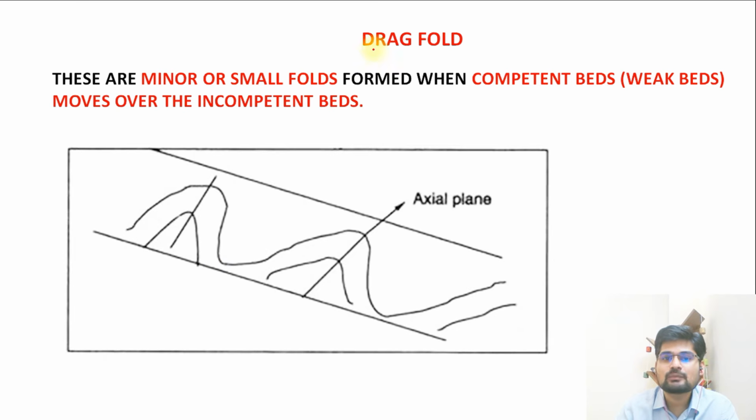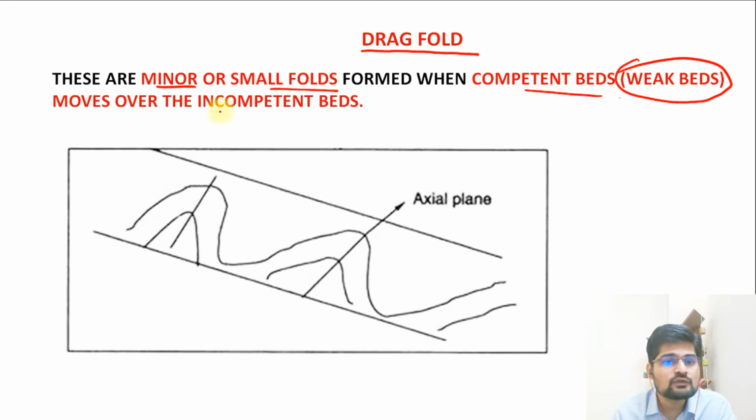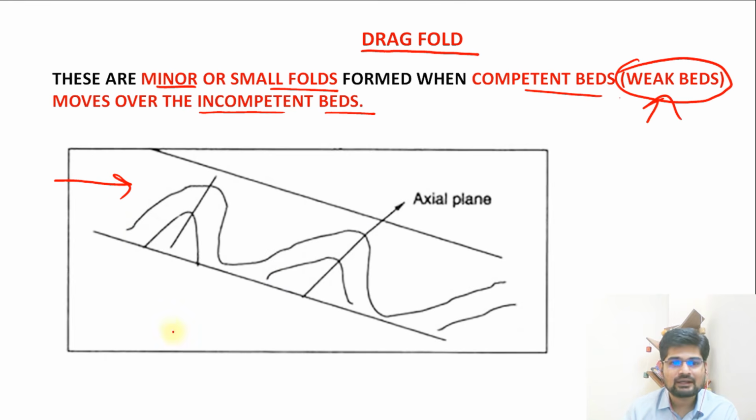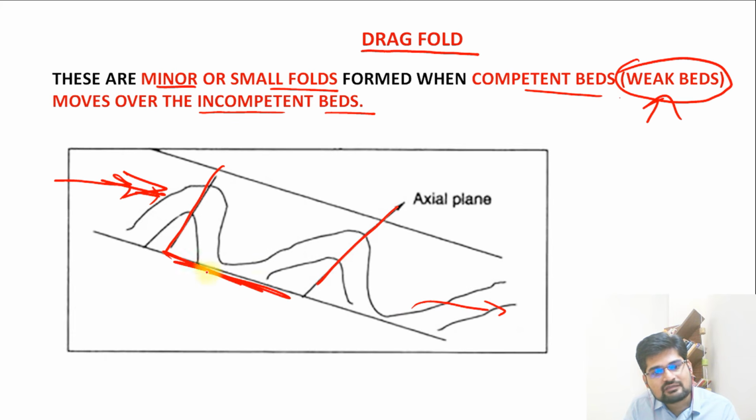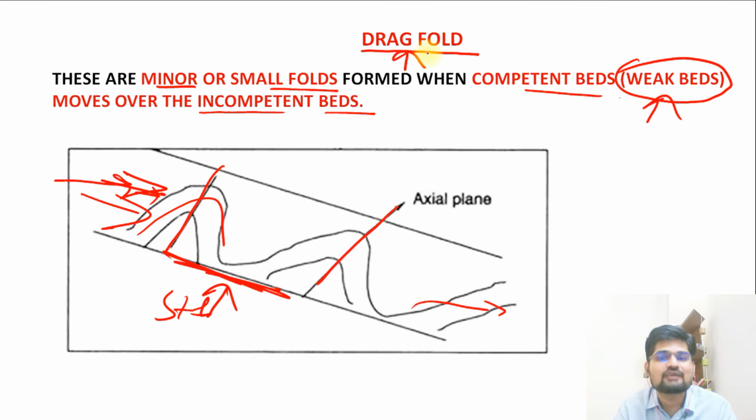The next one is what we know by the name of drag fold. Remember, the word itself is drag. These are minor or smaller folds. The scale is very minor, formed when competent beds move over the incompetent, weak beds. What we see is that the force is so much that these weak beds are carried away or dragged over one another, right? The axial plane was here, now it is bending, now further it is going ahead. It is being dragged over this particular surface. This is a stable surface and this fold is being dragged. That is why it is a drag fold, right?